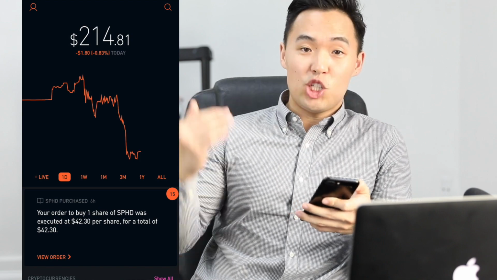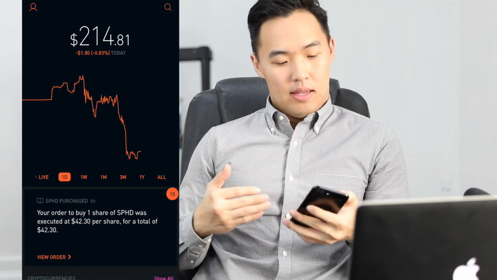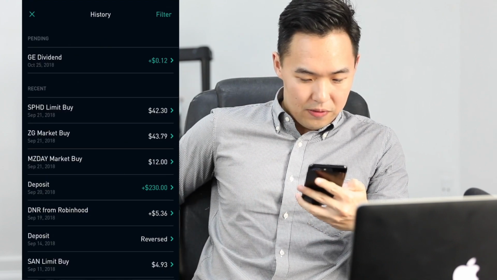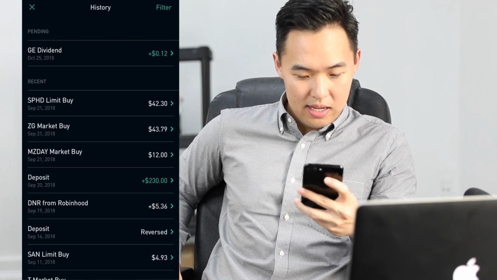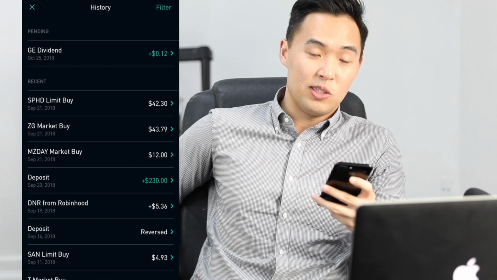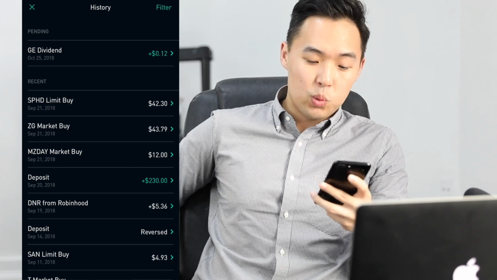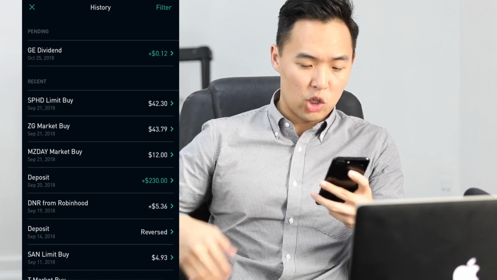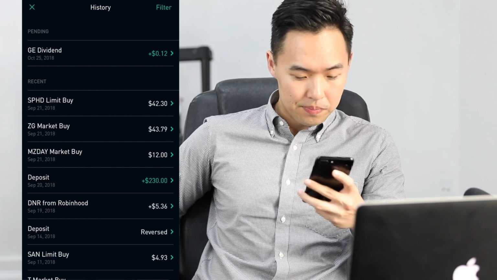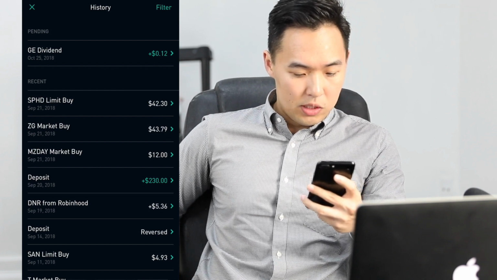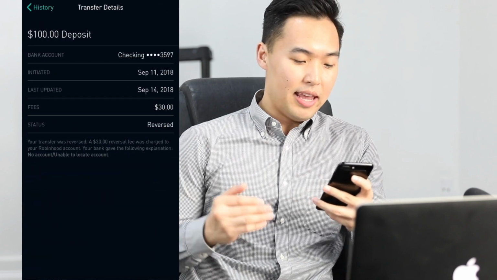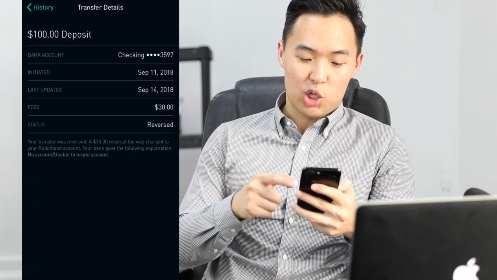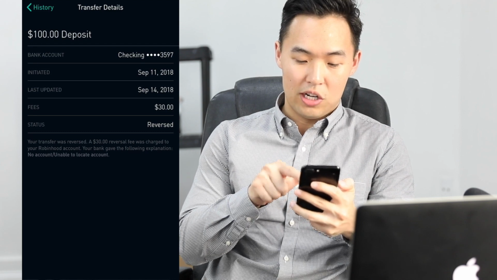I had an issue with the Robinhood app. Let me show you, if you look at the September 20th deposit, I deposited $230 into my account. Last week you saw that my account was worth about $130, but there was an issue with my $100 deposit at that time, and I got charged a fee of $30.